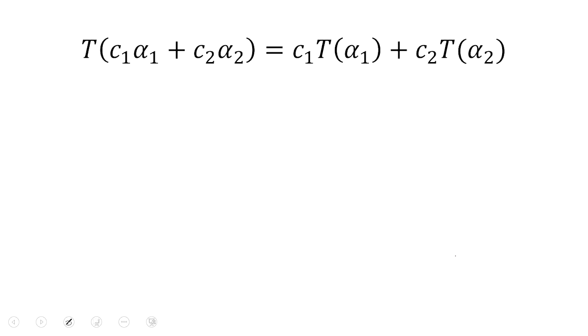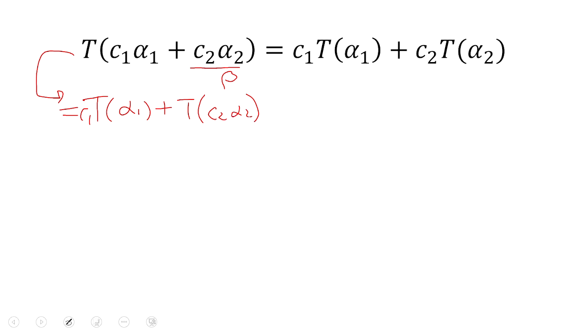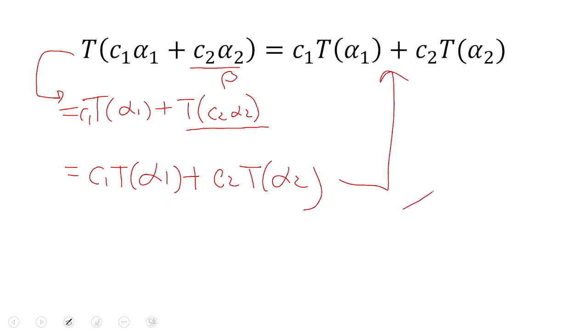Now we take a look at, if we add another term, c2 alpha 2, whether it's equal to c1 T alpha 1 plus c2 times T alpha 2. The answer is yes based on the definition. So from here, we just let this be beta. From the definition, this will be equal to T of c1 alpha 1 plus T of beta, where beta is c2 alpha 2. And then we decompose this using the previous result. The previous one says T of c1 alpha 1 is c1 T alpha 1. We just use that rule. So it's c1 T alpha 1 plus c2 T alpha 2. So that will be equal to the right hand side. So that gets proved.